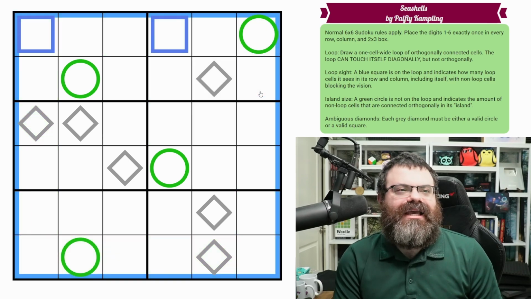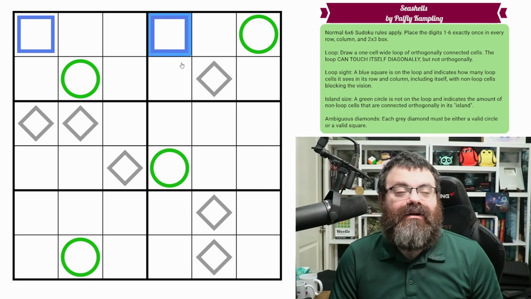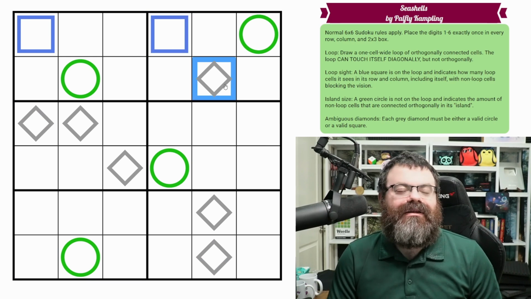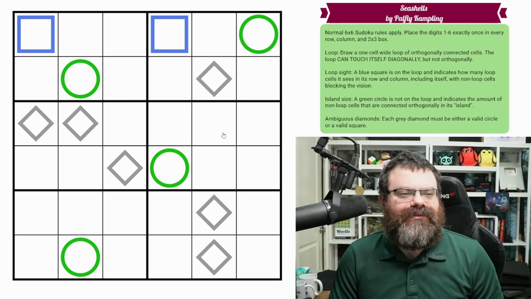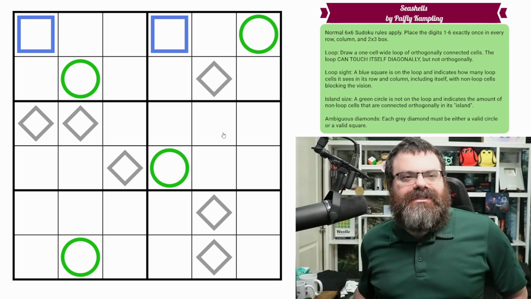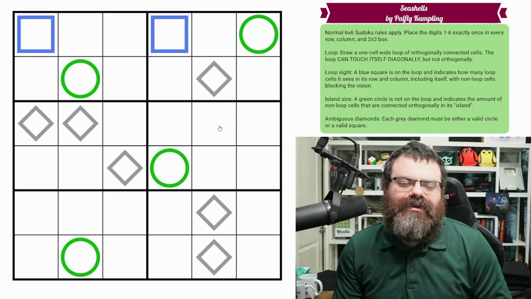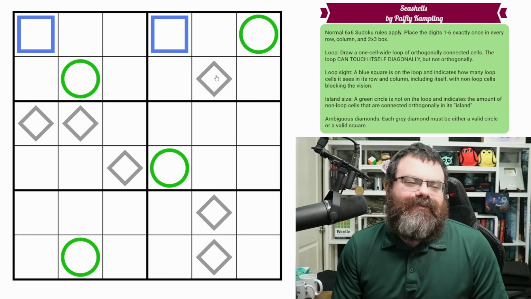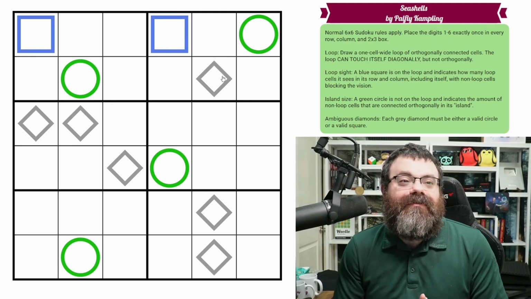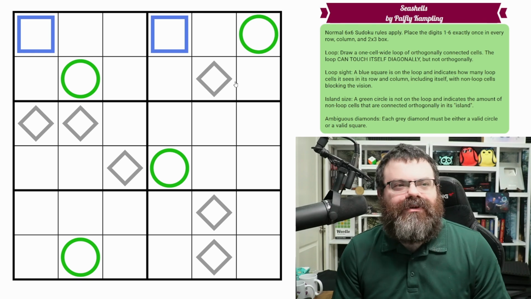All right. And finally, we have diamonds. These are ambiguous. Basically, if they end up on the loop, then they are blue squares. If they end up not on the loop, then they are islands. So we just have to determine that. It may go backwards, like, oh, the number is only available if it's not loop or something like that. So you can do the logic backwards. But basically, it's ambiguous which one they are, but they have to fully fulfill either a loop site or an island size number.